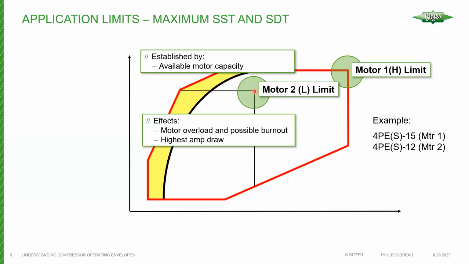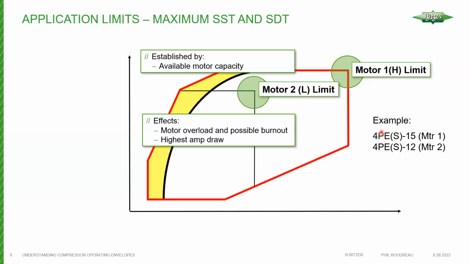With the motor 2 limit, of course, this is limited even further because this is a smaller motor. It can only withstand saturated suction and saturated discharge temperatures that are somewhat lower than the motor 1 version. You can see here on the right, it says 4PE-15 and 12.